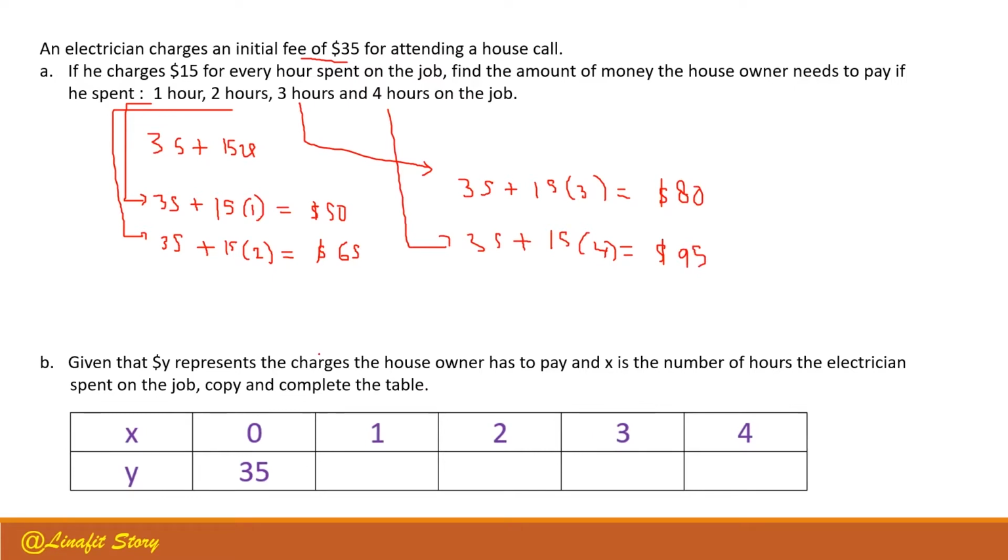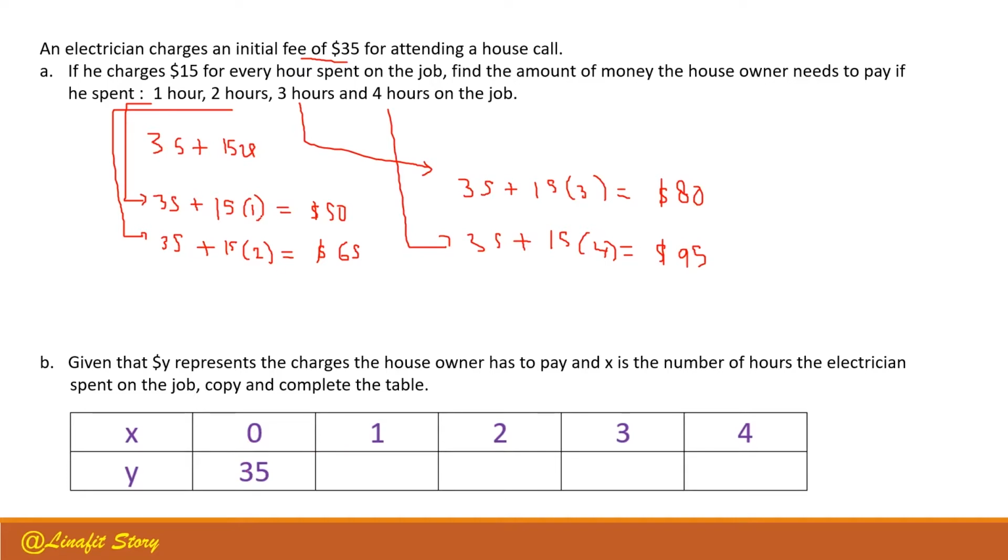Question B. Given that y represents the charges the house owner has to pay and x is the number of hours the electrician spent on the job, copy and complete the table. X is 0, so y is 35. Remember, x is the input. So 0 hour, 1 hour, 2 hours, 3 hours, and 4 hours. Y is the output. To get the output is 35 plus 15x. So if x is 0, so y is 35.